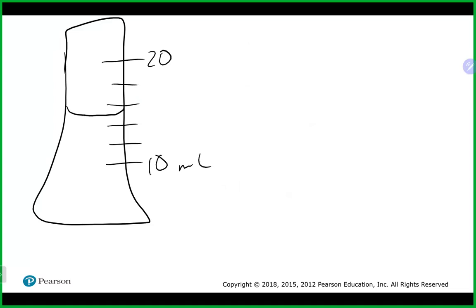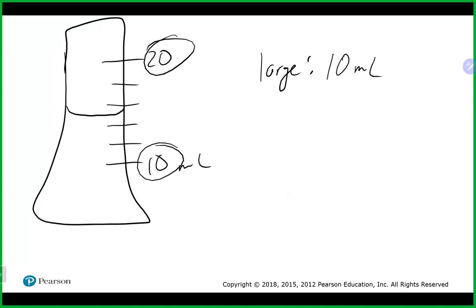Try my meniscus again. All right, on this one here, my large markings represent how much? I got 20, I got 10. How much? 10 milliliters, the large markings, right? In this case, our small markings: we have 1 small marking, 2 small markings, 3, 4, and 5. That means each of the small markings in this case represents 2 milliliters. Again, you can divide it by 5, right? Gets you the 2 milliliters.